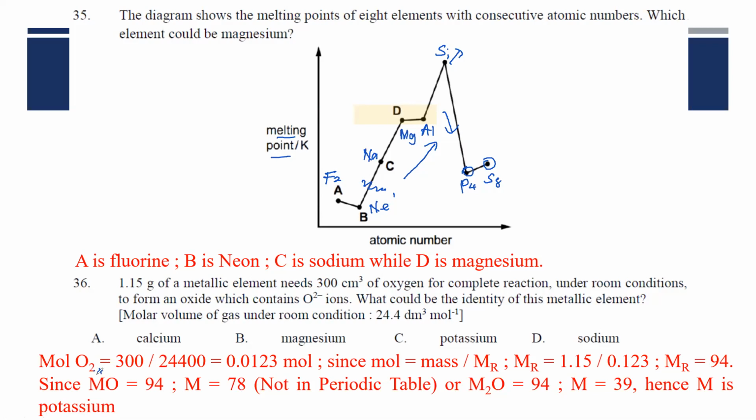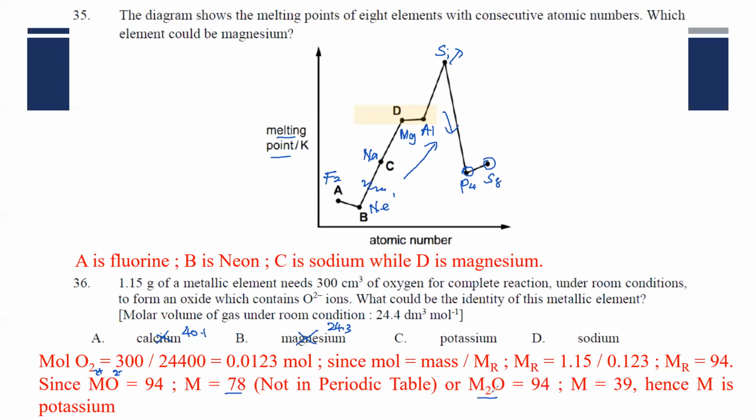If this is plus 2 and this is minus 2, okay, so M will be 78. So when M is equals to 78, so it is not inside our periodic table. Okay, so magnesium gone, calcium also gone. Because magnesium is 24.3. Calcium is 40.1, okay? Then you left potassium.